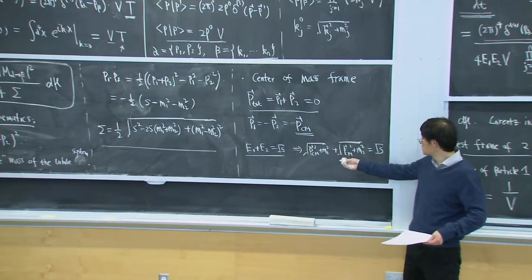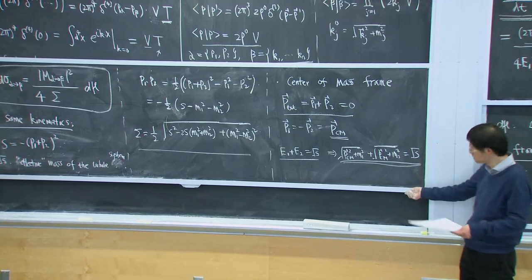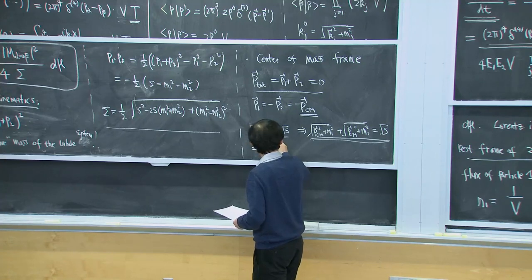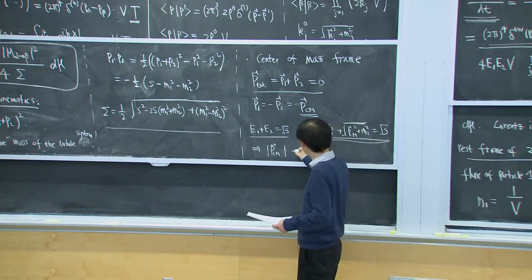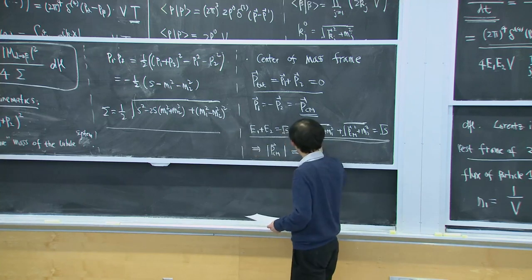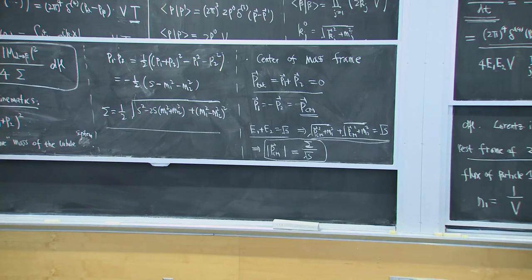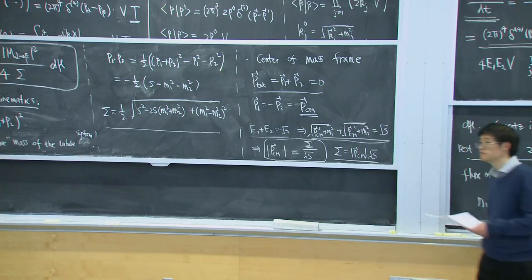This is a simple equation which you can solve. It's a middle school equation, but the result is very simple. When you solve it, you find that the magnitude of P_CM is precisely equal to sigma divided by square root of s. This is a very beautiful simple formula. In other words, sigma can be written as the magnitude of the center of mass momentum times square root of s.